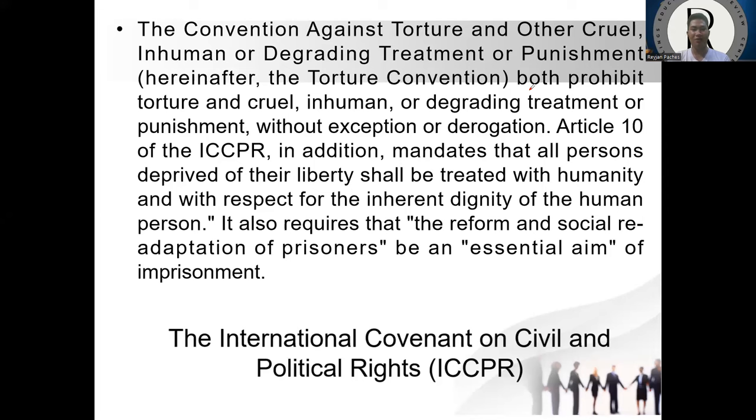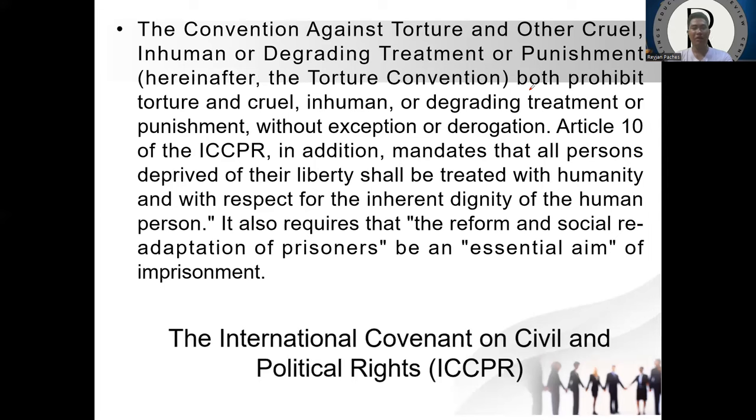Yung tinatawag nila na torture convention, pinoprohibit or iniiwasan yung paggamit ng torture or cruel, inhuman, or degrading treatment or punishment without exemption or derogation. Parang same as true with our constitution.